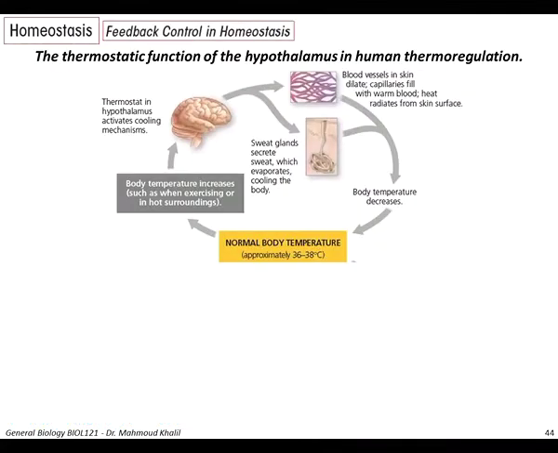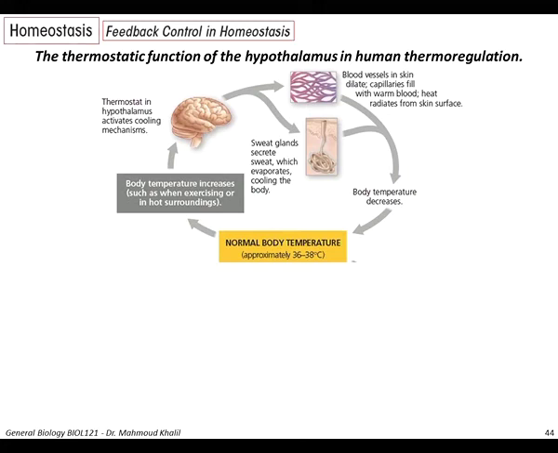The perfect example in our body is controlling thermoregulation, how the body responds to changes in temperature. The normal body temperature is around 36 to 38 degrees Celsius. When body temperature increases, there is a thermostat inside our brain, the hypothalamus, that activates a cooling mechanism. This cooling mechanism leads to two main effects.